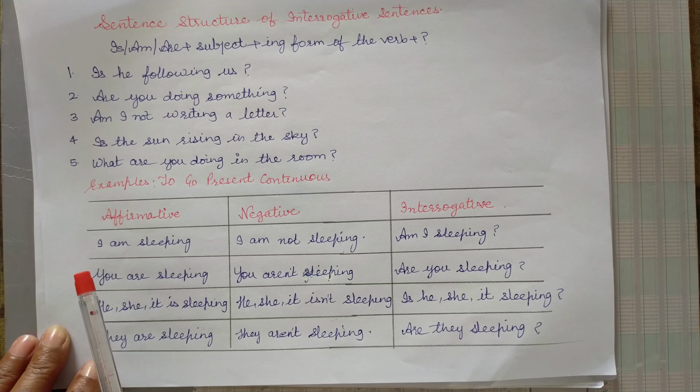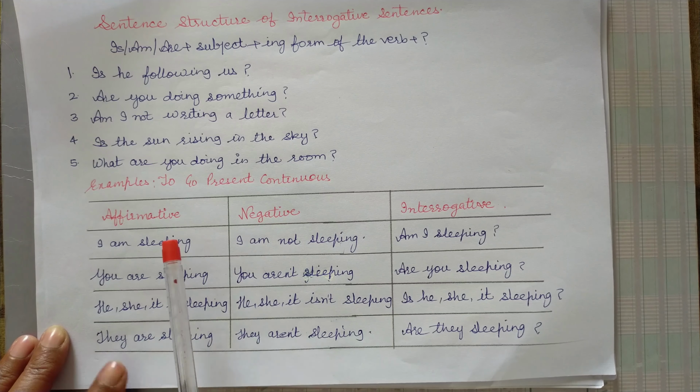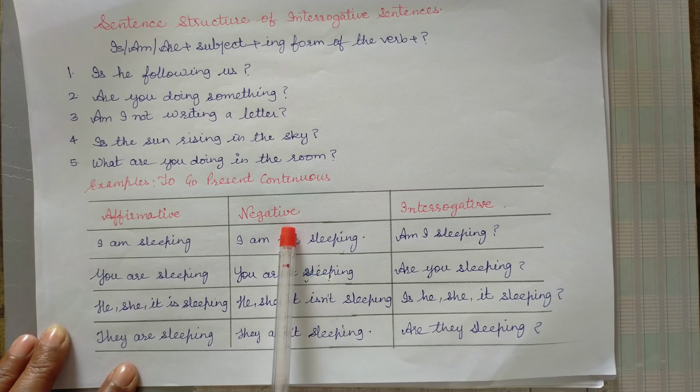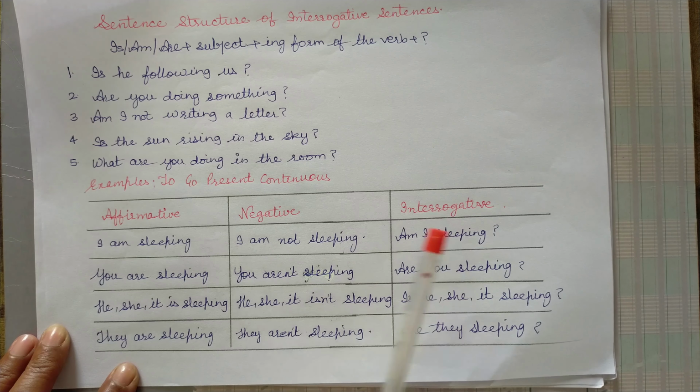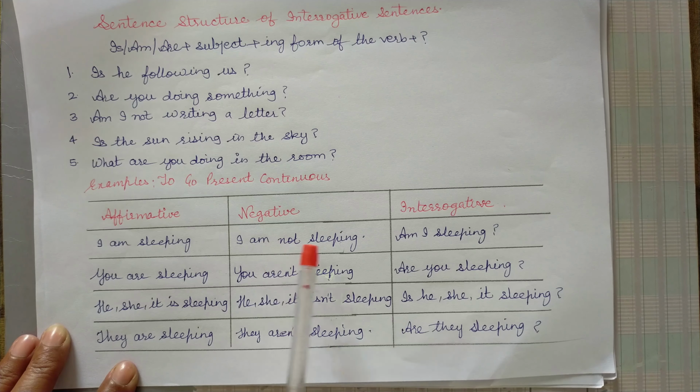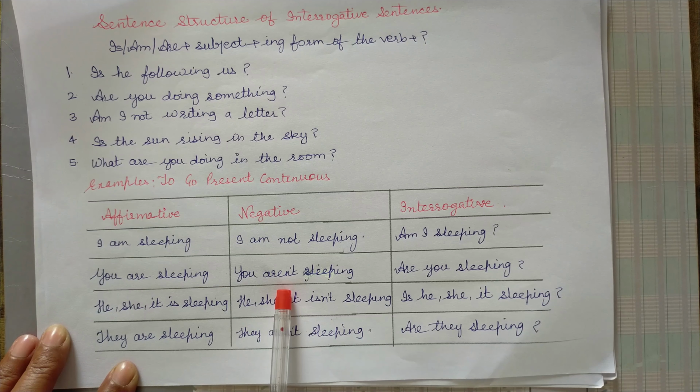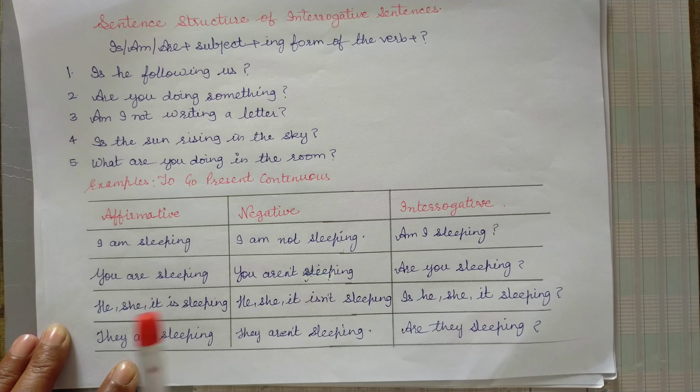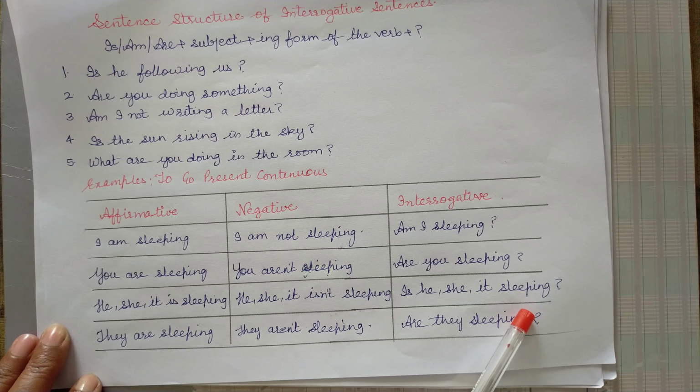Now some examples of present continuous. First, affirmative, negative, interrogative. The first sentence is, I am sleeping. I am not sleeping. Am I sleeping? You are sleeping. You aren't sleeping. Are you sleeping? He, she, it is sleeping. He, she, it isn't sleeping. Is he, she, it sleeping? They are sleeping. They aren't sleeping. Are they sleeping?